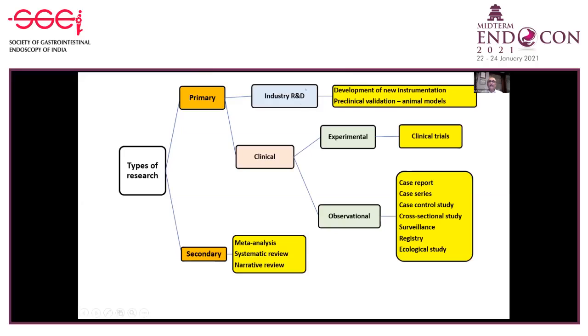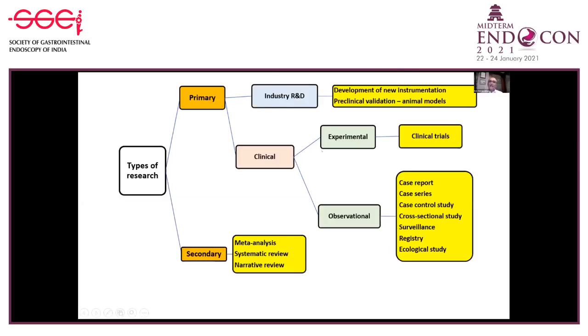And in primary research, there can be preclinical research, which is industrial R&D, where you can develop new instrumentation. I'm talking about in the context of endoscopy, where you might develop new instruments or accessories or whatever, and then validate these using, for the most part, animal models. So that's one form of research and development.